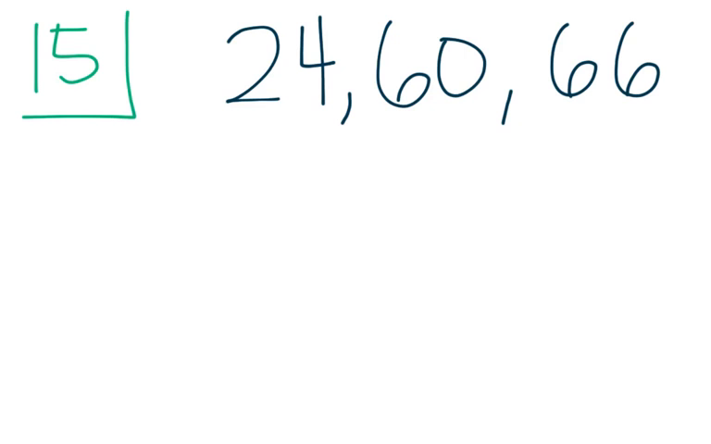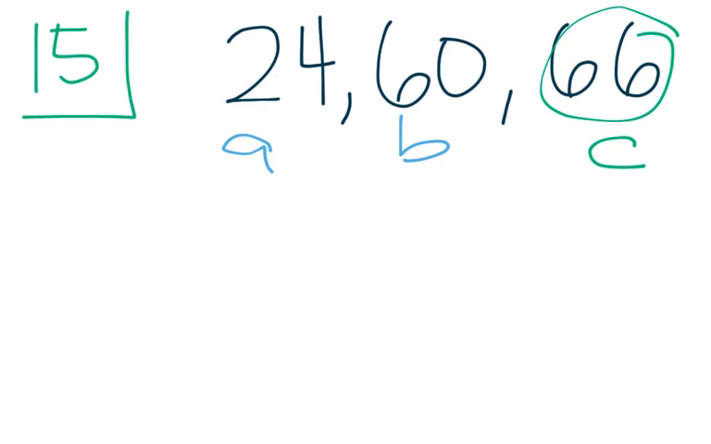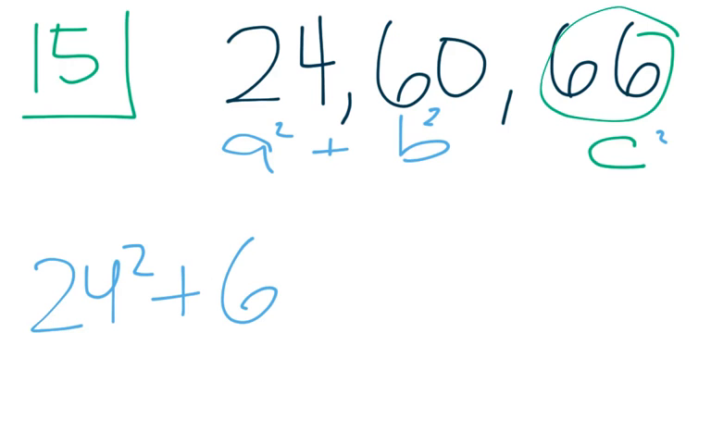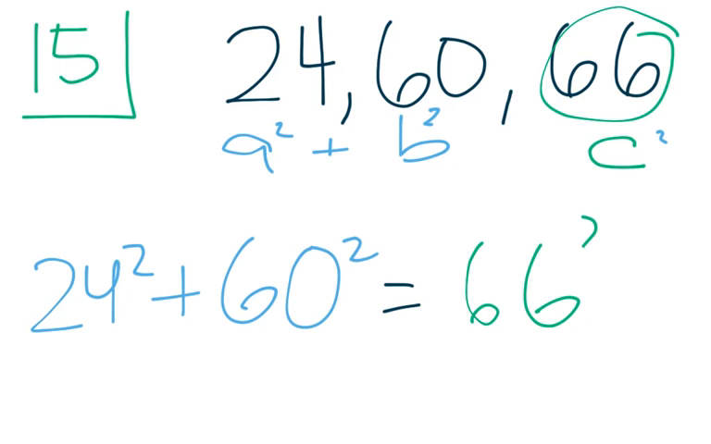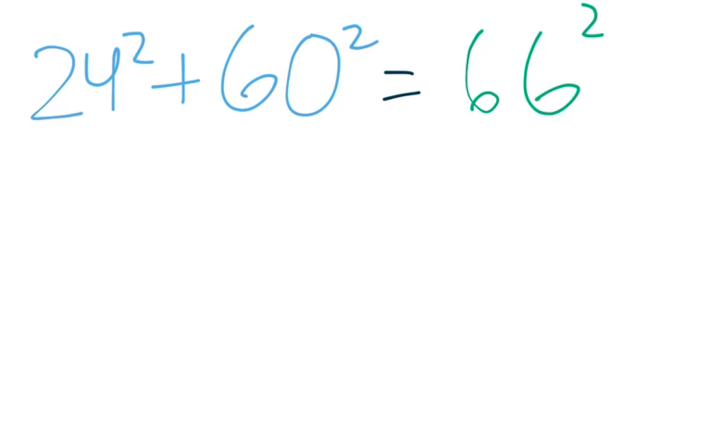So now what it's asking us to do is determine whether the given lengths can be sides of a right triangle. So what we're going to do is find our biggest number, and this is going to be c. We're going to take our other two numbers and see if these two squared and added up together will equal this squared. So we're going to say 24 squared plus 60 squared equals 66 squared. We don't know for sure yet if that's true, but if it is true, then that means that we really do have a right triangle.